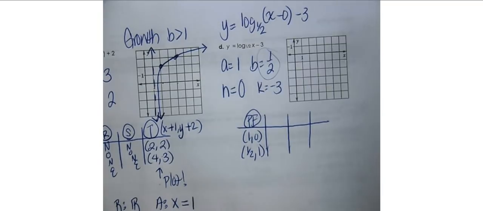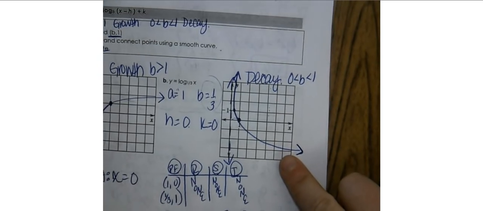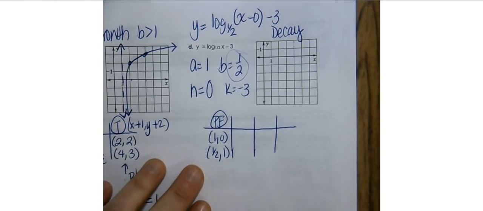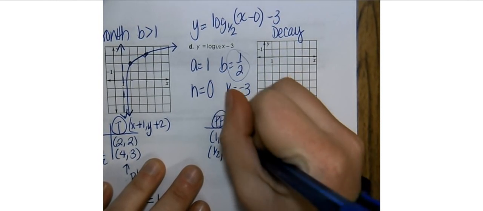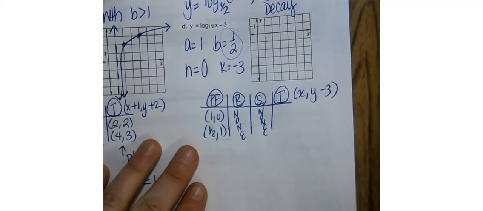The fact that it's 1/2 indicates that we are going to have a decay function, which means that the shape of my graph is going to be similar to what I had for letter B. It's going to be decay. Going from left to right, it's going to be decreasing. So I do not have a reflection in this case because my A value is not negative. I'm not going to have a stretch in this case because my A value is not a number other than the number 1. And I will have a translation. My X values will stay the same, and my Y values will be decreased by 3. So I'm going to have 1, -3, and 1/2, -2.